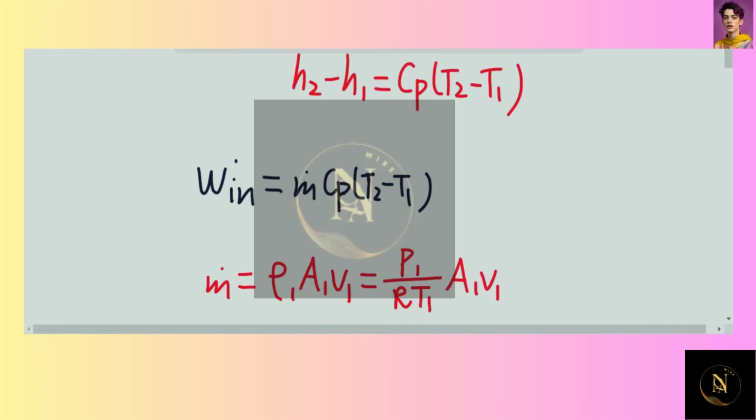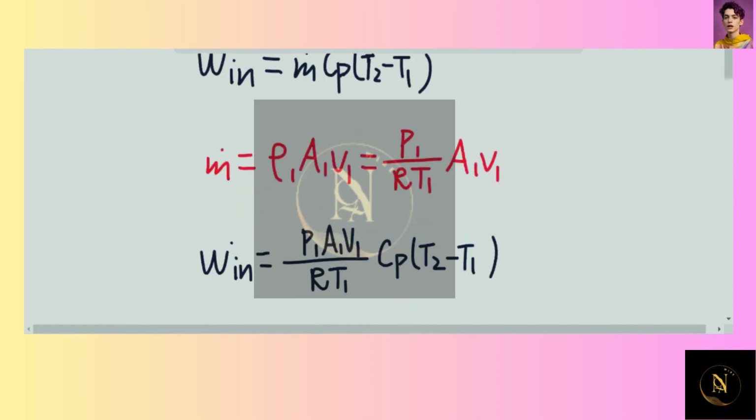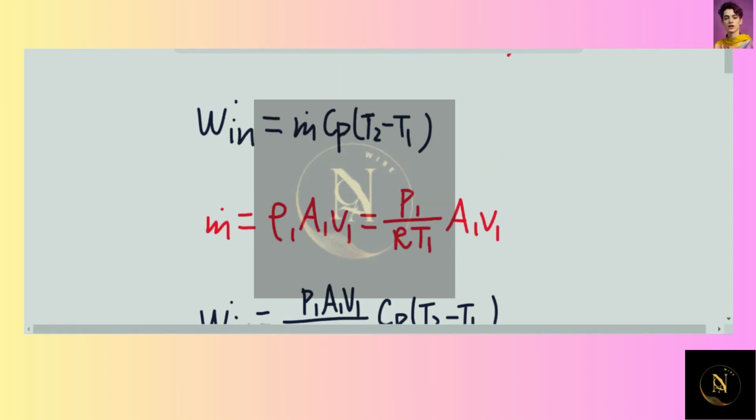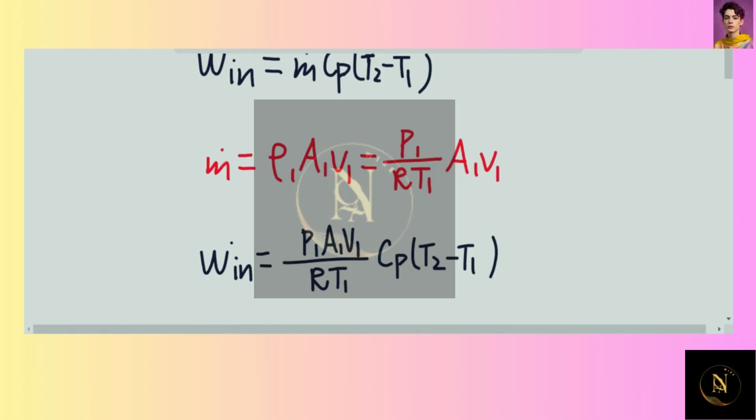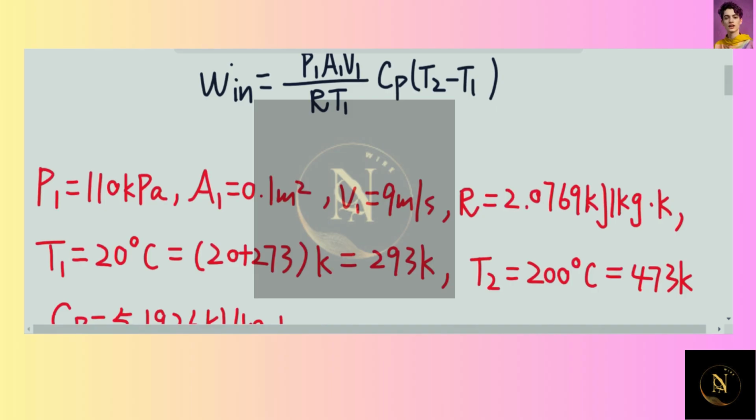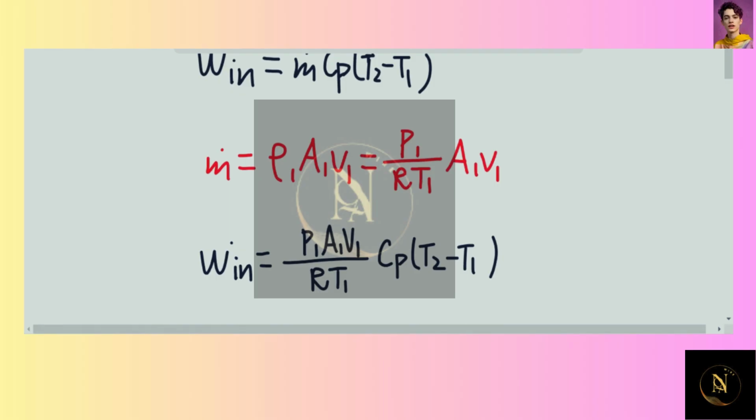Rho 1 is the inlet density of the helium, A1 is the inlet area, and V1 is the inlet velocity. And we know rho 1 can be expressed as P1 over R T1. P1 is the inlet pressure, R is the gas constant for helium gas, and T1 is the inlet temperature, which is the initial temperature. So eventually we have W dot in is equal to P1 times A1 times V1 over R T1, times Cp, times (T2 minus T1). Cp here is the specific heat for the helium gas.